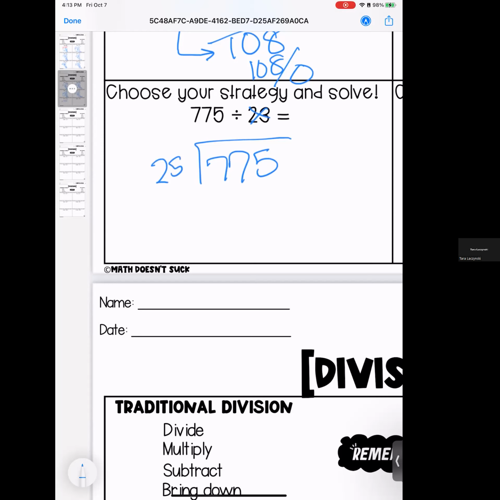We have 775 divided by 25. This will say 25 on your page. Not sure why this one says 23. All right, 25 does not go into 7, but it goes into 77 3 times. 3 times 25 is 75. Subtract for 2. Bring down my 25. It's going to go in one time. Answer is 31 with no remainder.